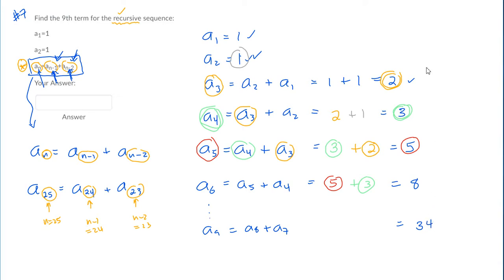So if you want to practice with my numbers, you should eventually get all the way down to 34 as the value of your 9th term. Okay, and then you can go ahead and apply this to your particular version of the problem. All right, so let's go on to the next one.